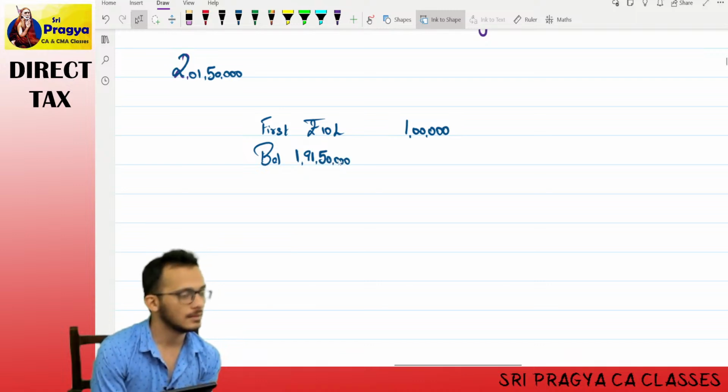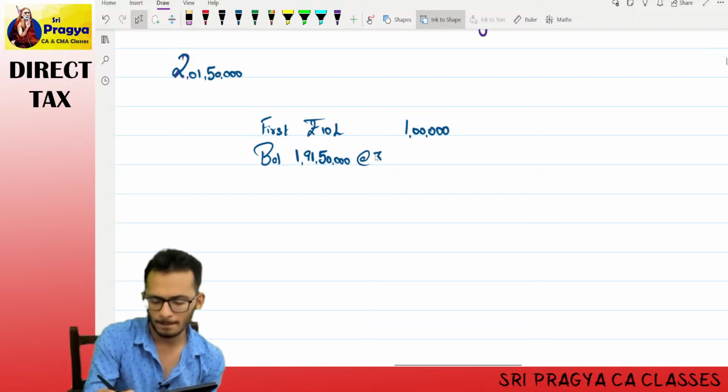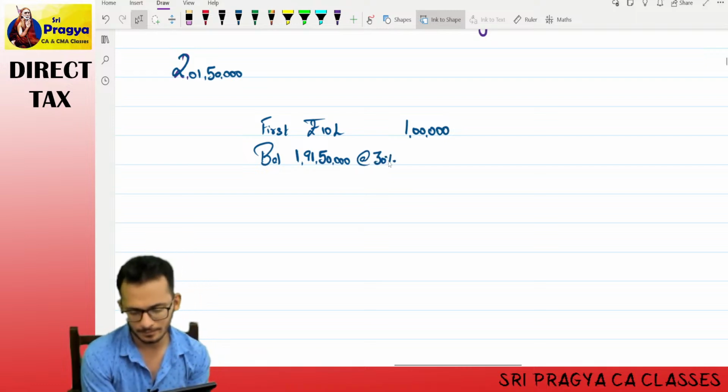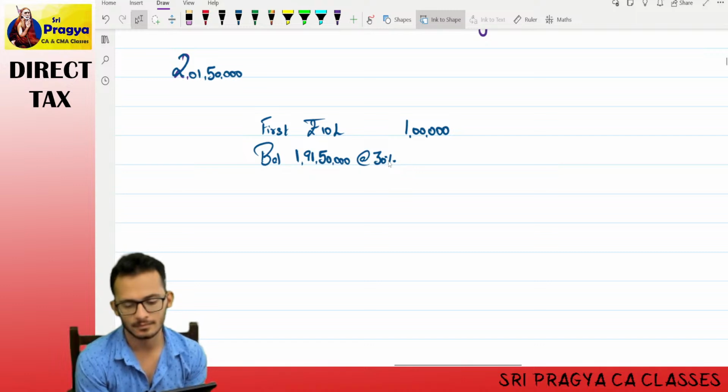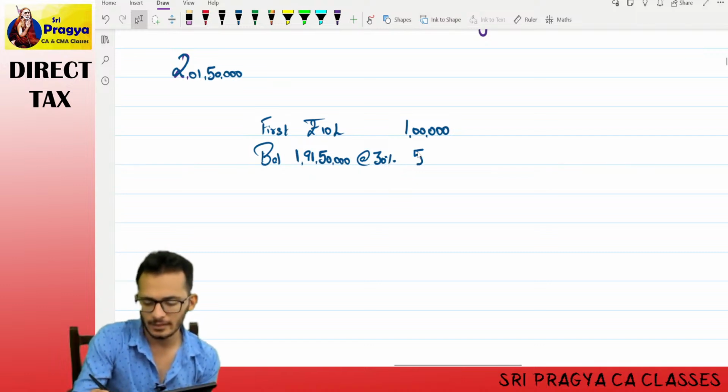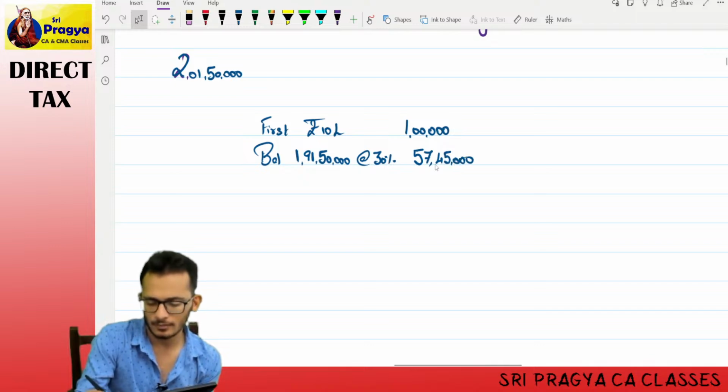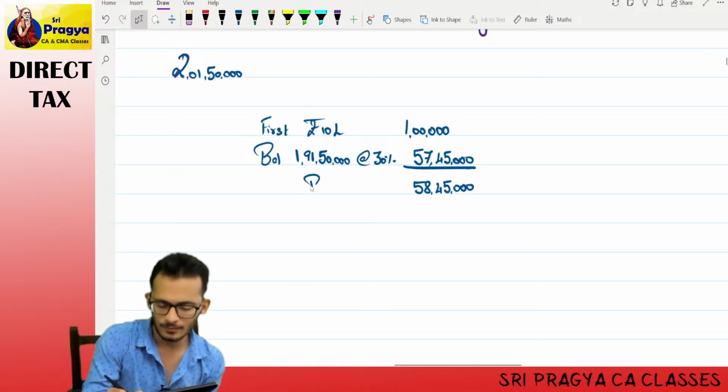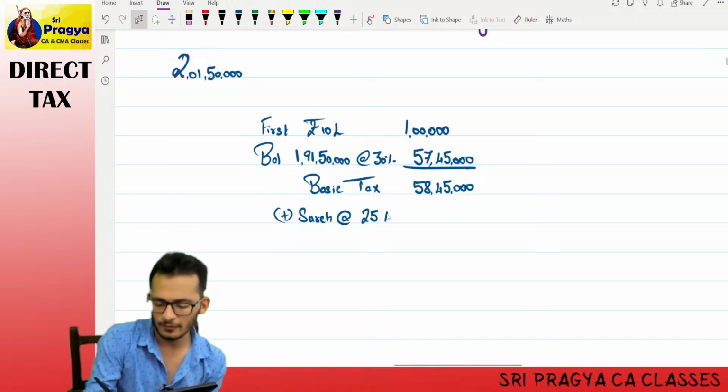At the rate of 30%, the number is 57 lakh 45,000. Total is 58 lakh 45,000. This is my tax. On this I will levy surcharge at the rate of 25%.